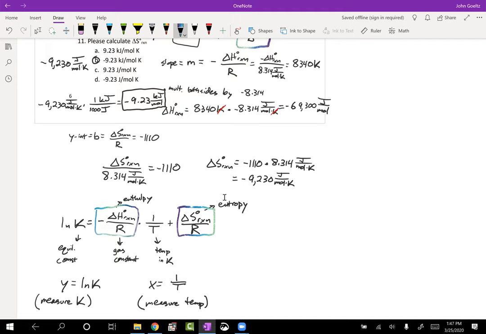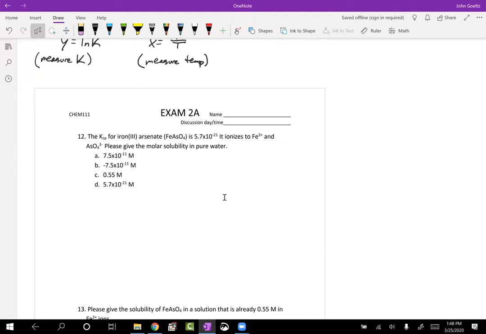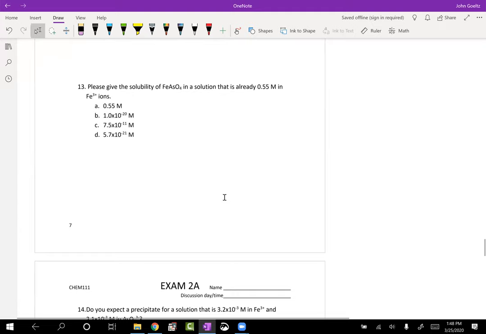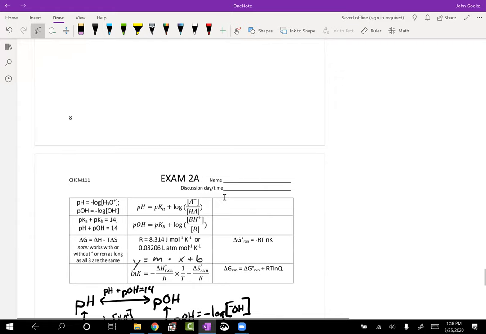Okay, questions or thoughts on the van 't Hoff equation? Okay, cool. So what else do we have for thermo? Going through this practice exam, we've got solubility, that's molar solubility. Okay, more solubility. Precipitate, hey, that's solubility. Saturated, unsaturated, that's solubility, that's it. So that's the thermodynamics that we had on this exam.